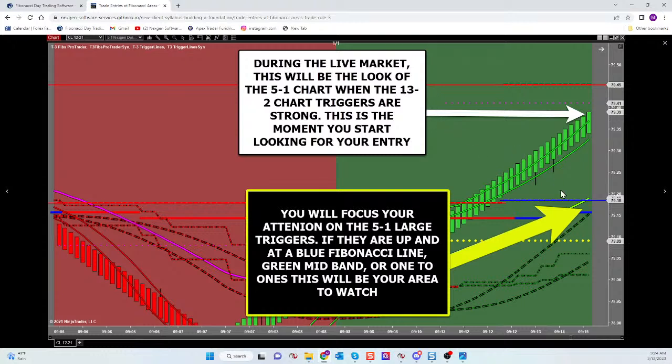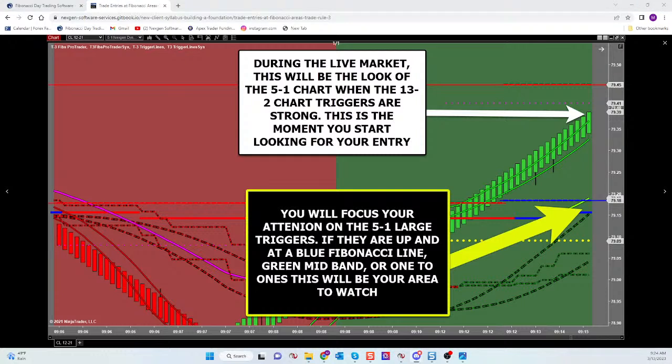The 13.2 triggers are strong. You can see that the 5.1 is nothing but up bars in this uptrend. The smalls are well outside of the large triggers, odds favorable momentum. It's the same look on any chart. My large triggers are coming up strong like a shark to breach. I'm going to focus my attention on these large triggers and the areas that are falling within them.